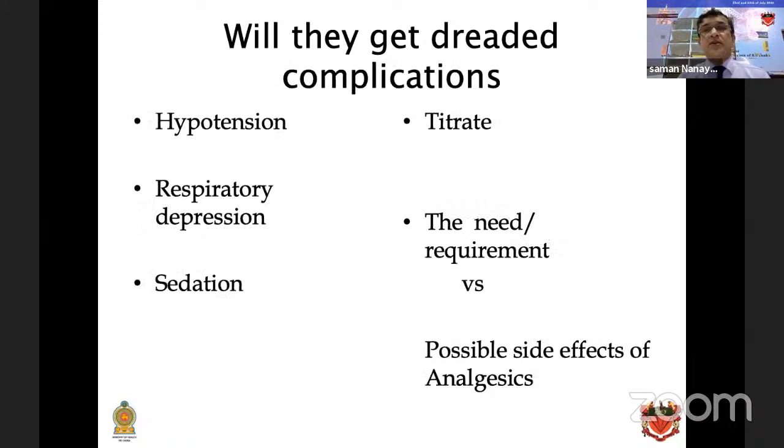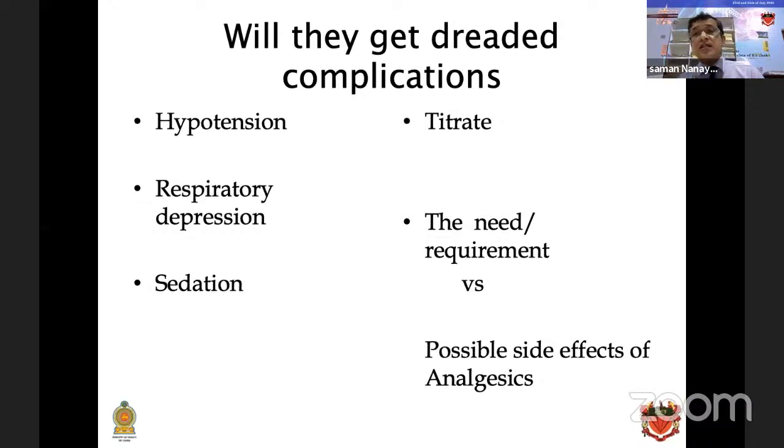Don't be bothered about a lot of complications. If a patient is in severe pain, crying in pain, tachycardic, hypertensive, tachypneic, sweaty, then that patient will not get respiratory depression or hypotension due to an opioid. Use it without any fear.